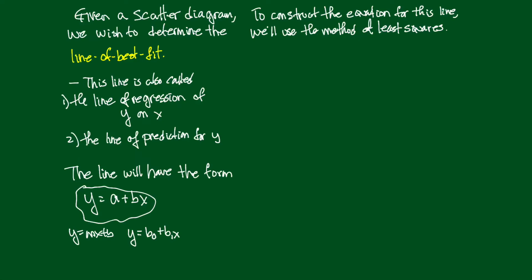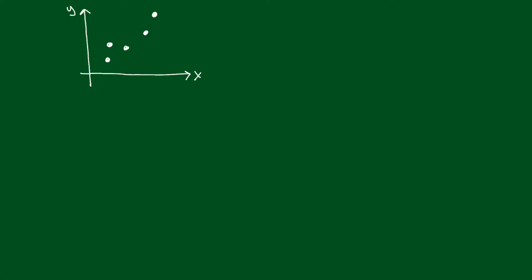So we're going to construct this equation from our scatter diagram, and to construct it, we're going to use what's called the method of least squares. Here's where we're going with this. Suppose this is our scatter diagram. I've got kind of a linear relationship here: as the x's increase, the y's increase, and they all seem to be near some kind of straight line. It's that straight line that we're looking for.